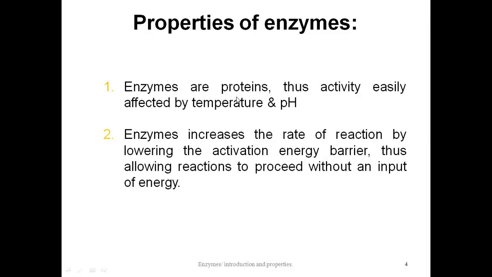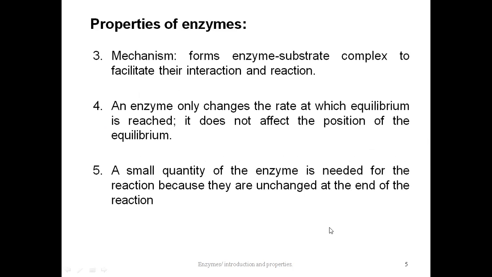Properties of enzymes. They are proteins most of the time, and the activity can be easily affected by temperature and pH. Temperature denatures enzymes. pH dismantles the ionic distribution. Enzyme increases the rate of reaction by lowering the activation energy barrier. I've already told you this, thus allowing reactions to proceed without an input of energy. Enzyme, how does it react? It forms an enzyme substrate complex to facilitate the interaction of the reaction. I'll explain this point on the board right now.